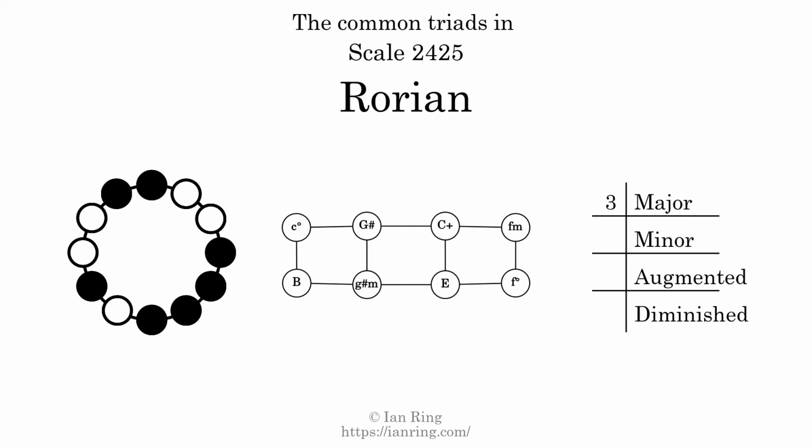There are 3 major triads. There are 2 minor triads. There is 1 augmented triad. There are 2 diminished triads. Here is a Hamiltonian path of parsimonious voice leading that uses all the triads.